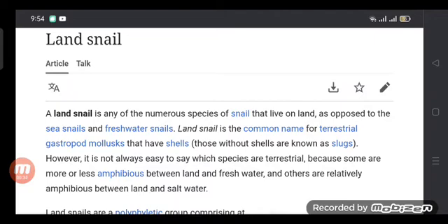However, it is not always easy to say which species are terrestrial, because some are more or less amphibious between land and fresh water, and others are relatively amphibious between land and salt water.